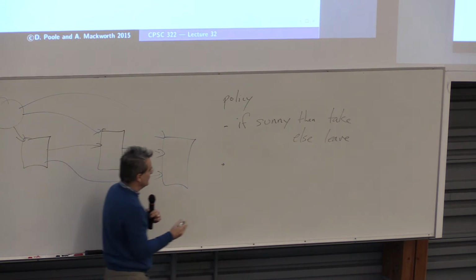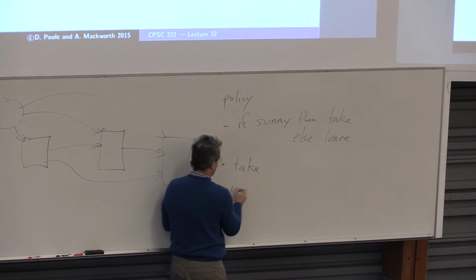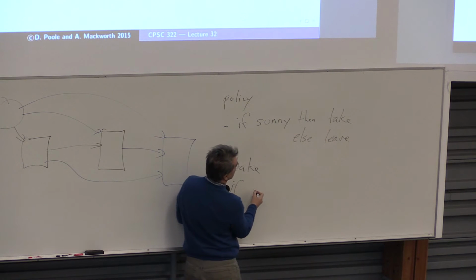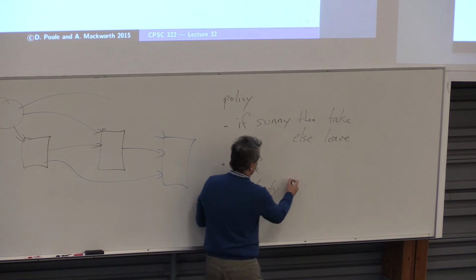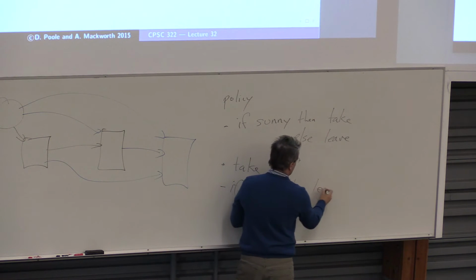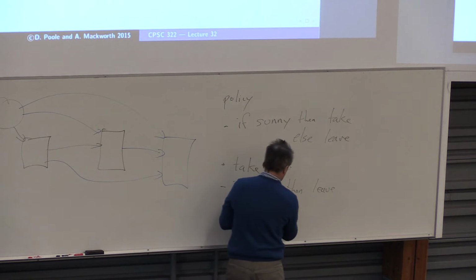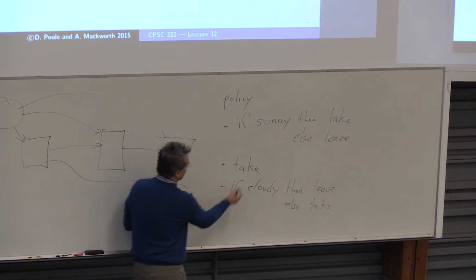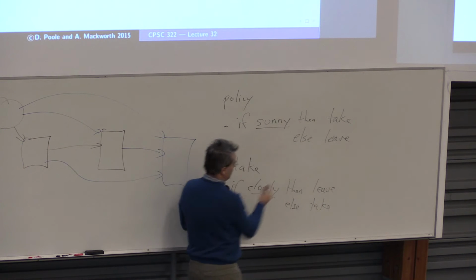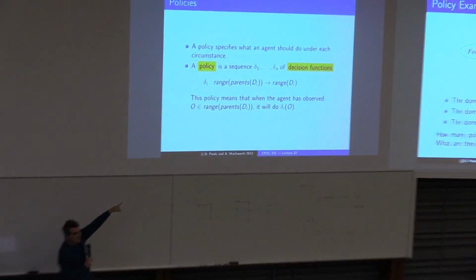A policy might be just always take your umbrella. It might be if cloudy, then leave, else take it or something. So it's a function that depends on the parents and specifies what it should do. Okay, that's what that says. It's a function from the assignment of values to the parents into the values that you should take.